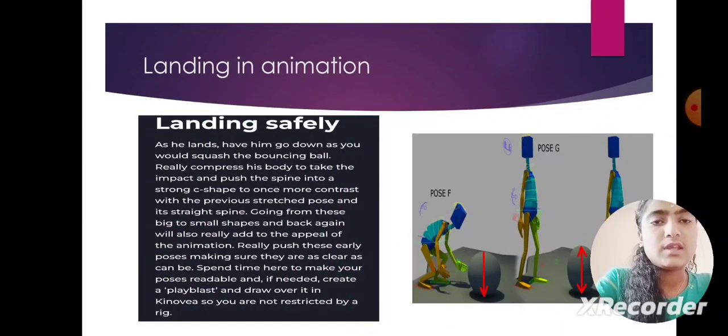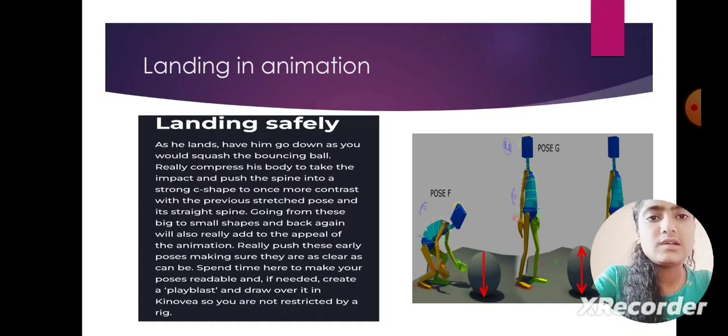Landing in animation. As he lands, have him go down as you would squash a bouncing ball. Really compress his body to take the impact, or push the spine into a strong C shape to contrast with the previous stretched pose and its straight spine. Going from big to small shapes and back again will also really add to the appeal of the animation.